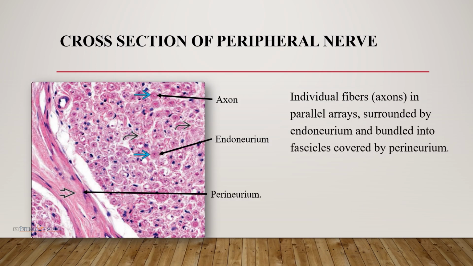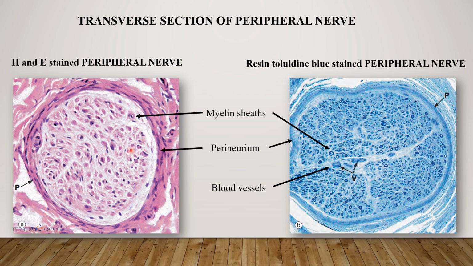So in the cross section of the peripheral nerve, this is the axon. The axon is covered by the endoneurium, and this is the fascicle which is covered by the perineurium. This is another transverse section of peripheral nerve.